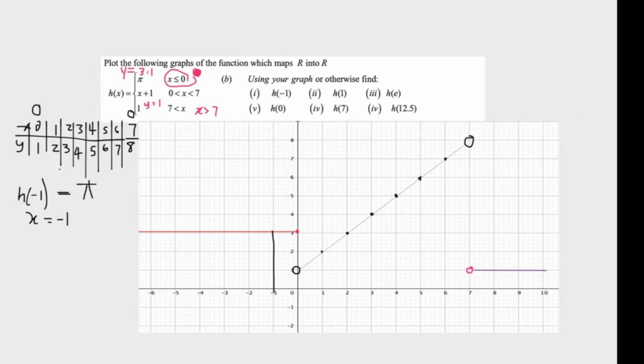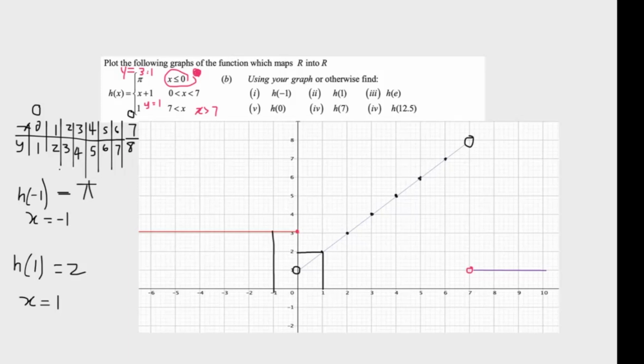The next one we have is h of 1. So for h of 1, this is saying x is equal to 1. So when x is equal to 1, we are going to go up to the graph where it cuts. So that means our answer is 2. Y is equal to 2. So that's the answer.